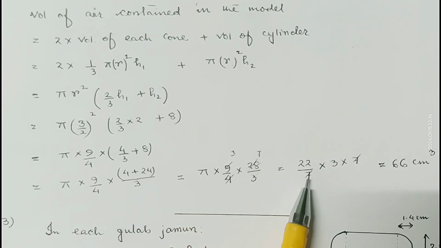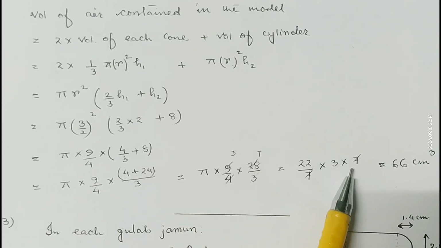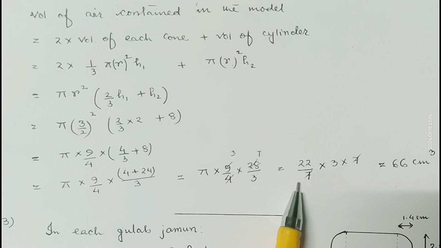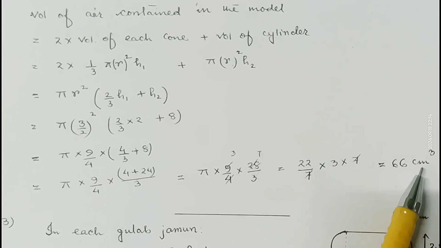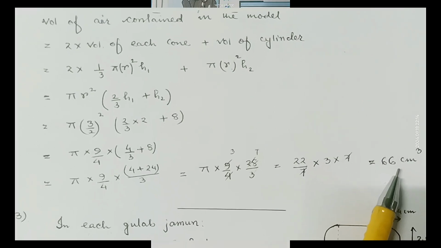Now pi is 22 by 7 into 3 into 7. 7 and 7 can be cancelled. 3 into 22 is 66. So 66 centimeter cube is the volume of air present in the model.